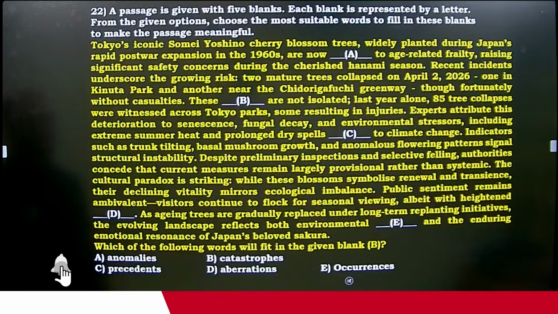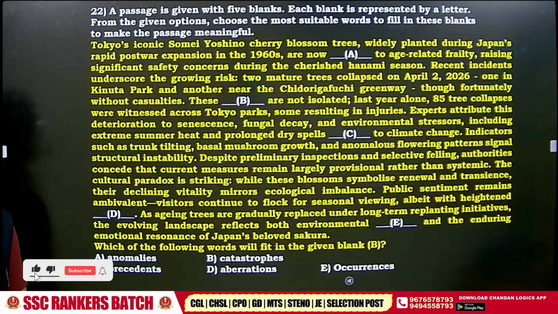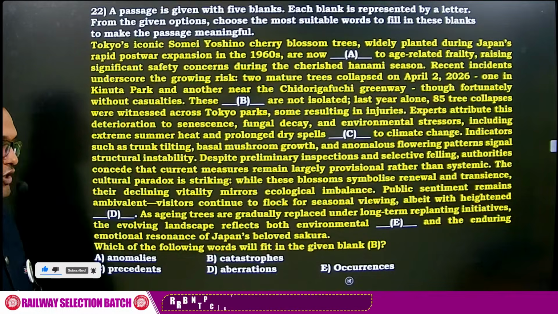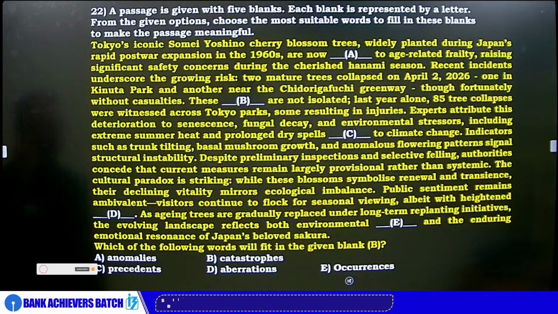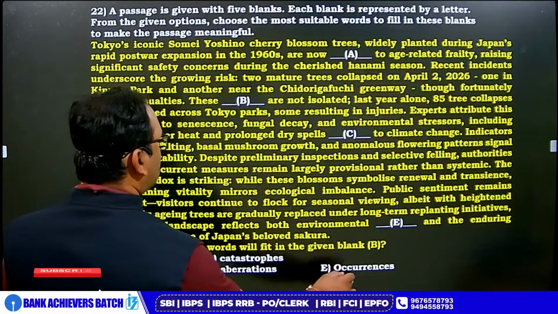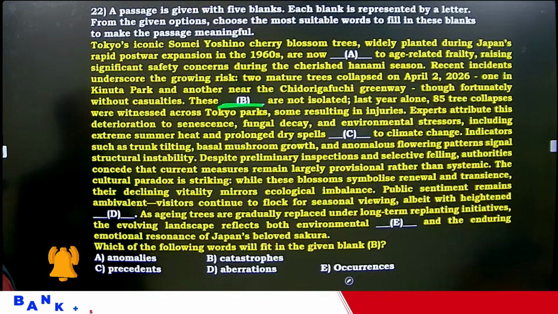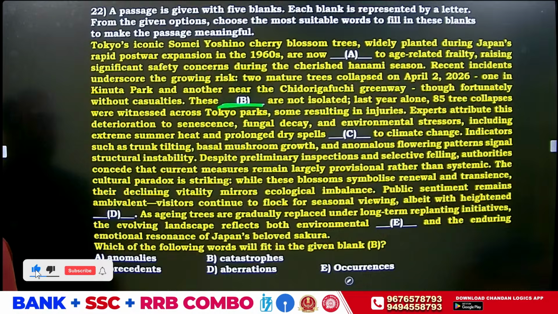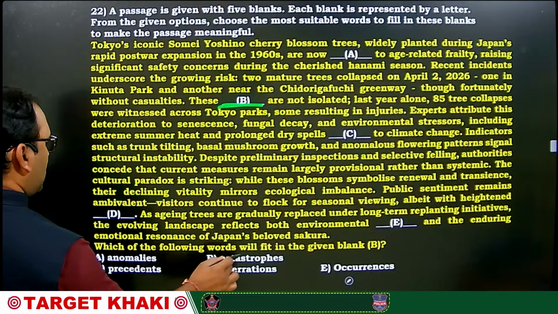Can you try question number 22? Don't waste time reading the sentences. 20-second answer, guys. Directly jump to the B option here. These dash are not isolated. Last year alone, I think these is plural.